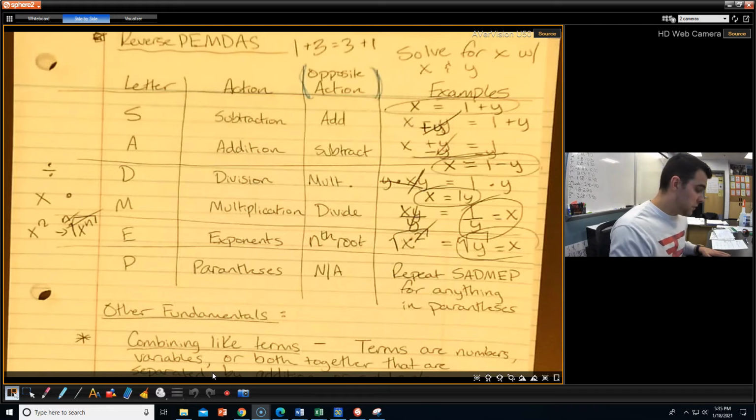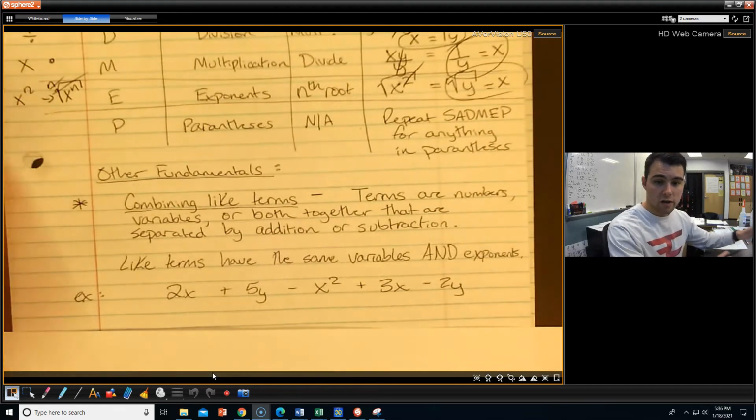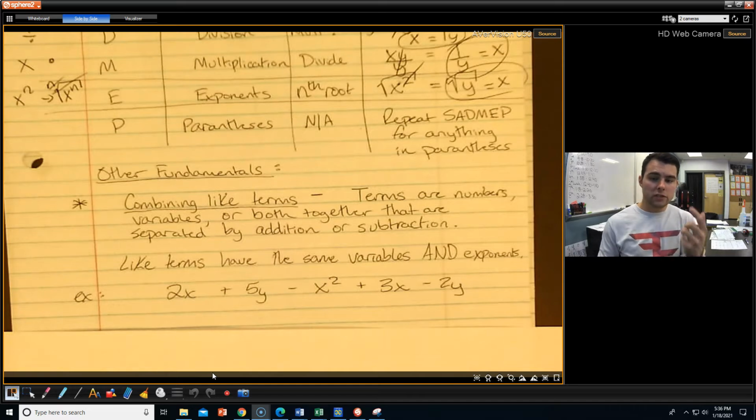Couple other fundamentals before we move forward. Here's a big one. This one is combining like terms. Combining like terms is something that we still struggle with, okay? Let's re-jog our memory. So terms are numbers, variables, or they're both together, okay? So like you could have 2x or 5y squared. They're just a combination of those things, and they're separated by addition and subtraction.